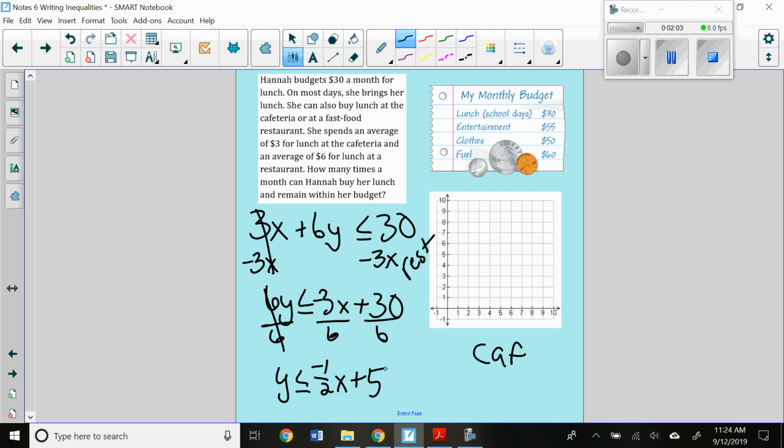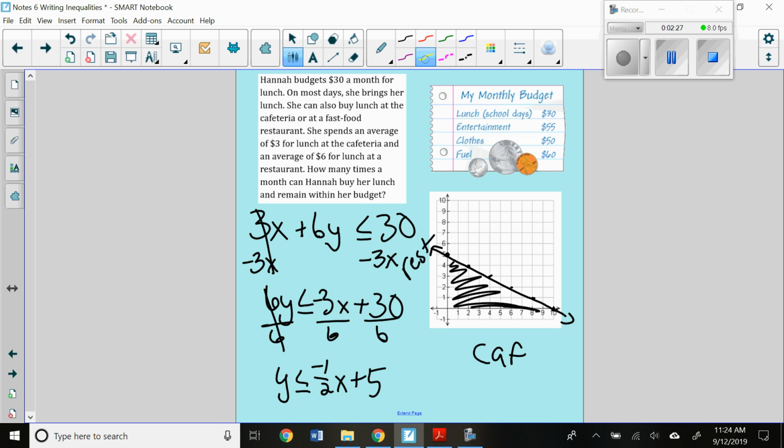And so let's go ahead and graph that. We have our 5, our y-intercept, and we're going to go down 1 and to the right 2 because the 2 is positive. Down 1 and to the right 2, and keep going all the way through my graph. This is going to be a solid line because it has that equals to. And we are going to shade below my line.